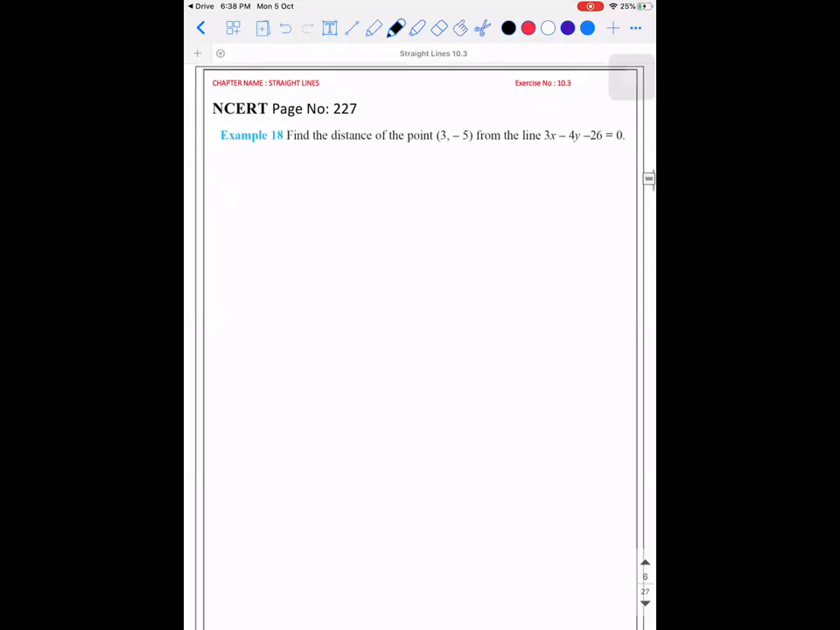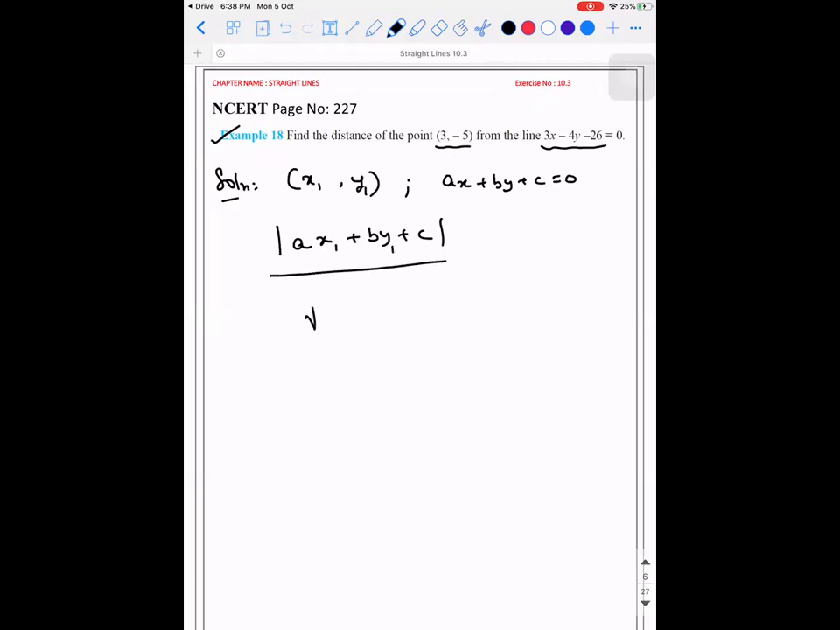Now, for example, find the distance of the point 3 comma minus 5 from the line 3x minus 4y minus 26 is equal to 0. So, the solution is, what is the formula? If the point is x1 comma y1 and the line is ax plus by plus c is equal to 0, the formula is modulus of ax1 plus by1 plus c. You will write the same line only, no change in that. Only difference is, in the place of x, you will substitute x1, and in the place of y, you will substitute y1, the whole divided by root of a square plus b square.